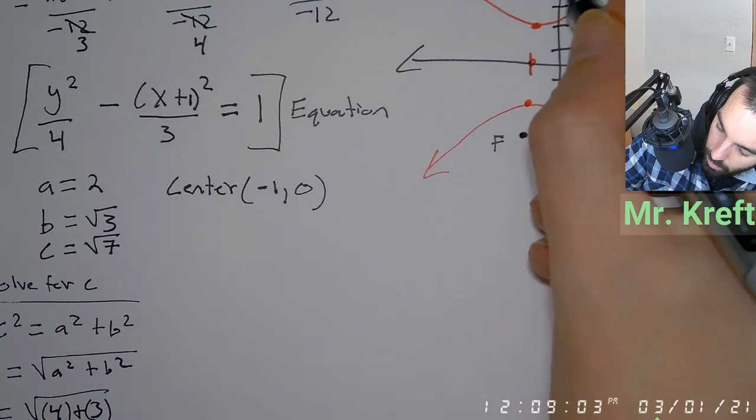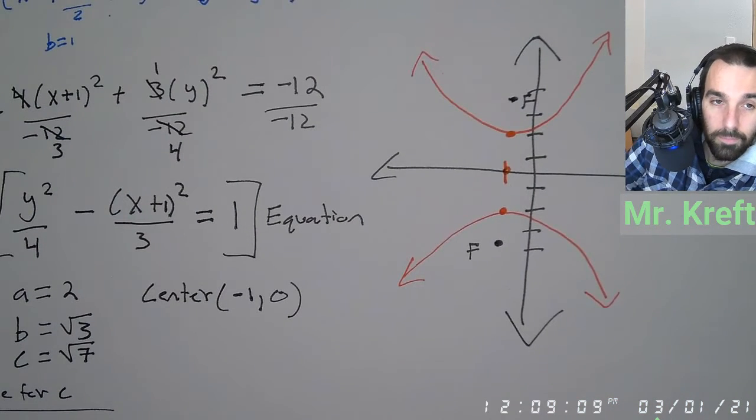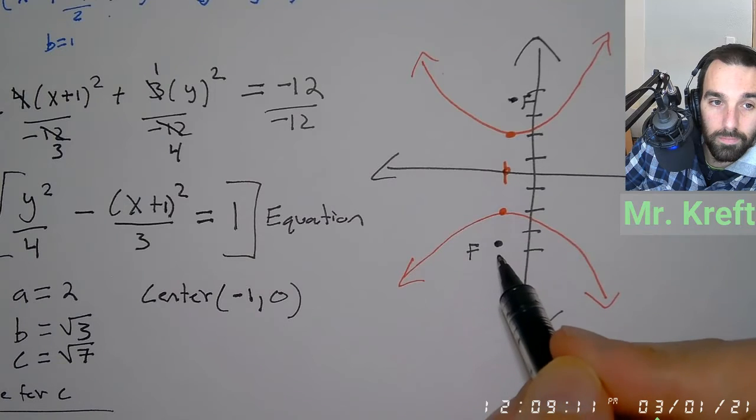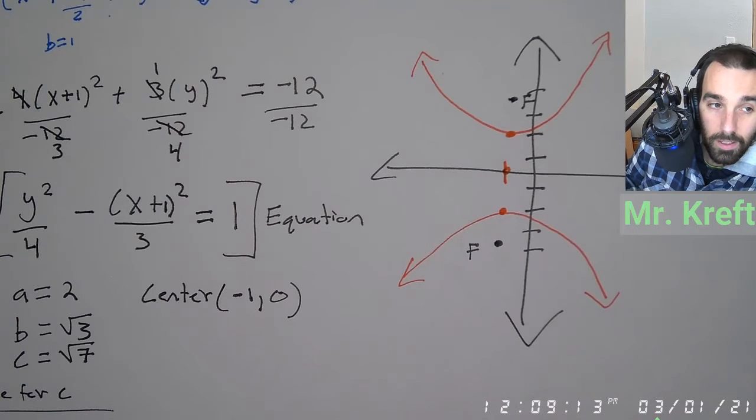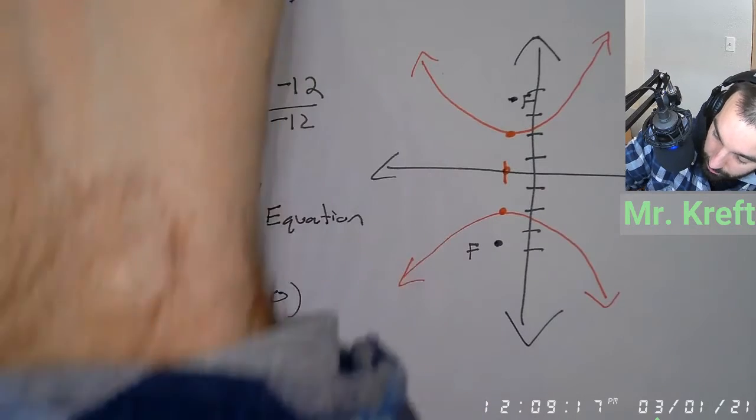It's a little less than 4. So 1, 2, 3, 4. There's my foci. Okay, so a little less than 4. So I can write those down now, though. So let's write this all down.